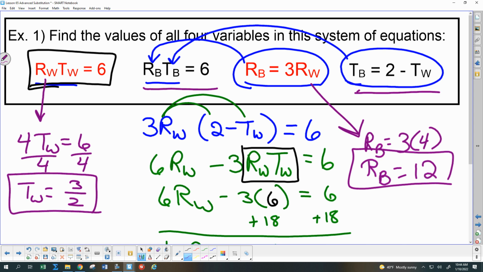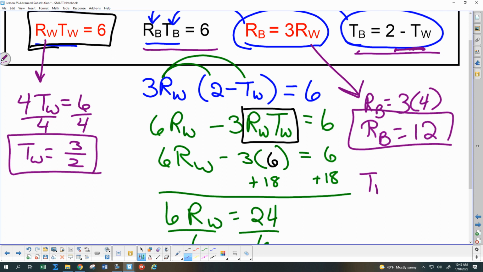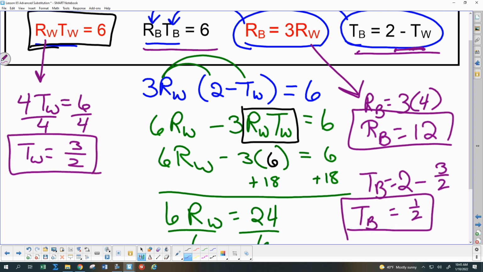How many want me to put 12 into RBTB equals 6? See a few hands up there. You guys go ahead and do it that way. How many want me to put TW 3 halves into this one? Maybe slightly more up. Most of you didn't vote. So if we did it this way, TB is 2 minus 3 halves. 4 halves minus 3 halves is 1 half. And did you get the same thing if you put 12 in right here? So now we've found and circled all 4 of those variables. Does that make sense to everybody? Do you agree that this is advanced or messy compared to other substitution problems?